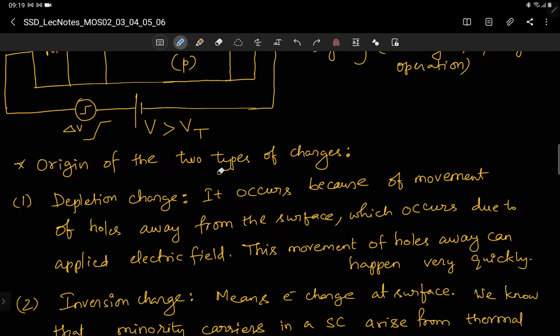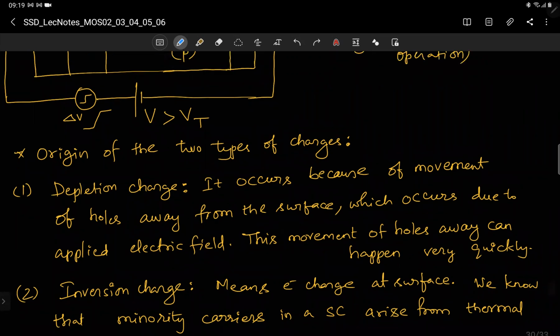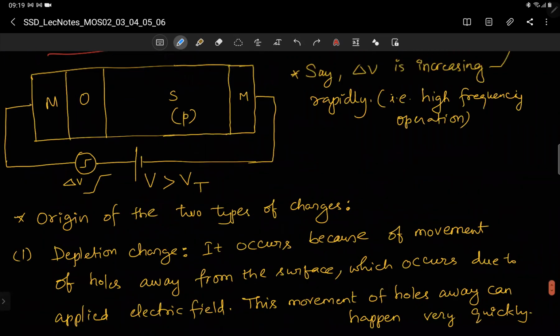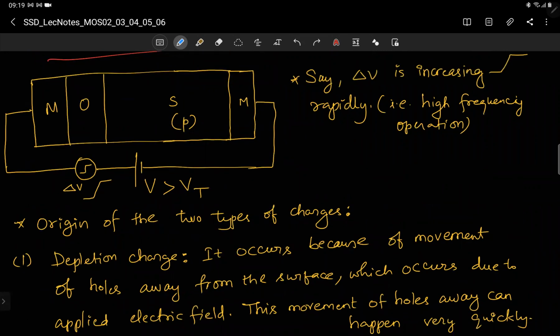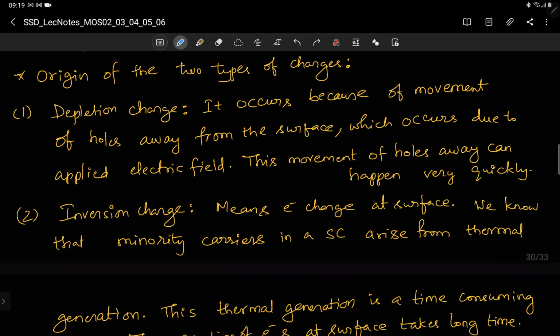Now, the origin of the two types of charges. We have discussed that there are two types of charges in the inversion regime of operation, depletion charge and inversion charge, and we have to see how they are generated. What is the origin of these charges? That is when we will know what the change in charge is and where it occurs. So the depletion charge occurs because of movement of holes away from the surface, which occurs due to the applied electric field. This movement of holes away can happen very quickly.